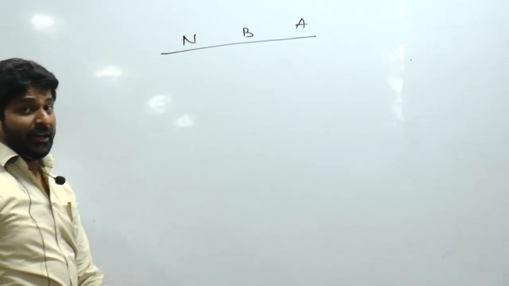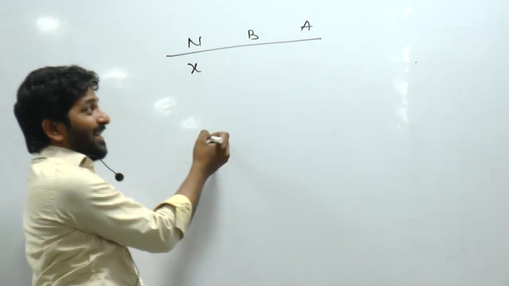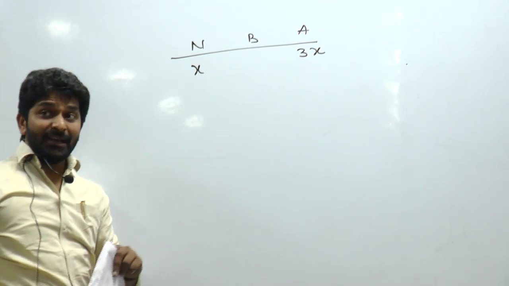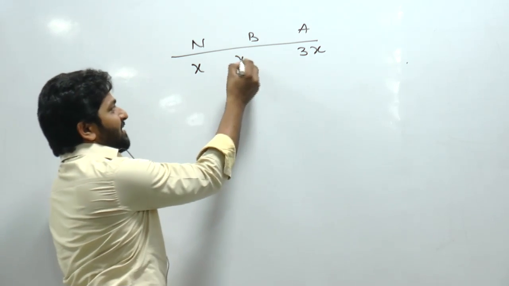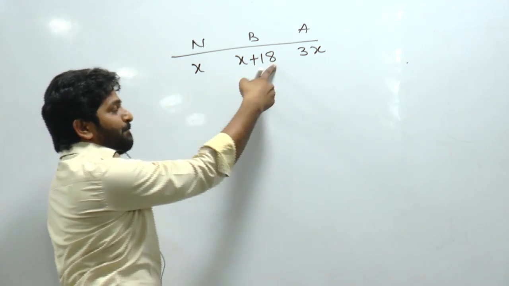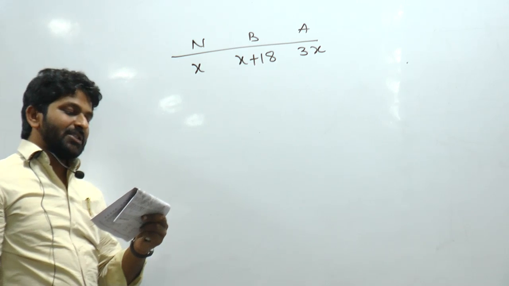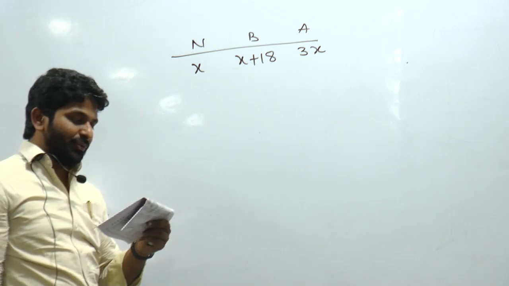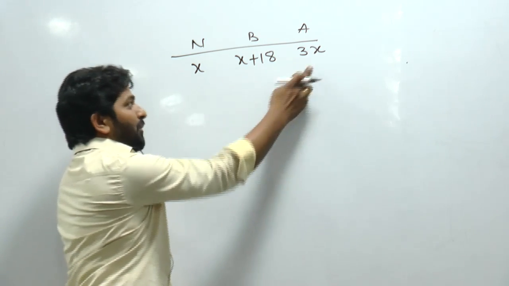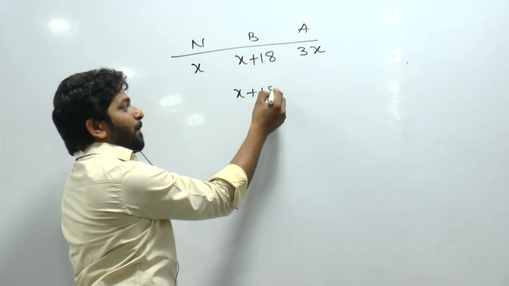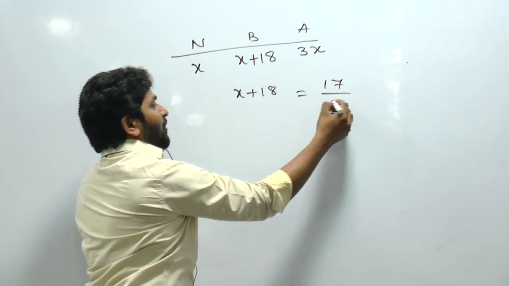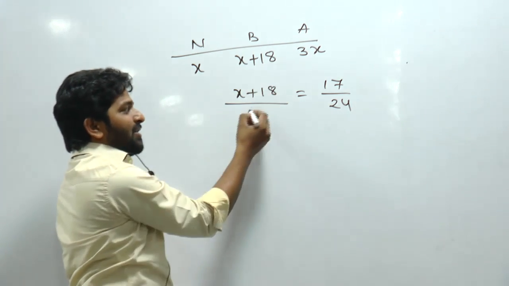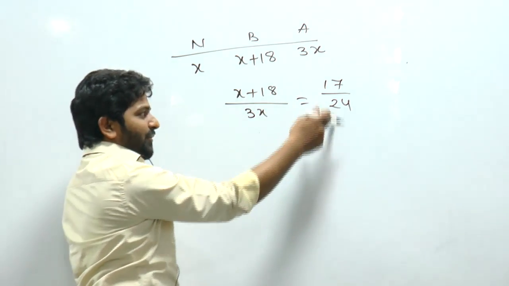Neha's age is 1/3 of the aunt's age. If Neha's age is x, the aunt's age becomes 3x. And Neha's brother is 18 years older than Neha. In the sense, his age becomes x plus 18. Next, the ratio between the ages of Neha's brother and Neha's aunt is 17:24. Neha's brother's age, x plus 18, over the aunt's age, 3x, is equal to 17/24.